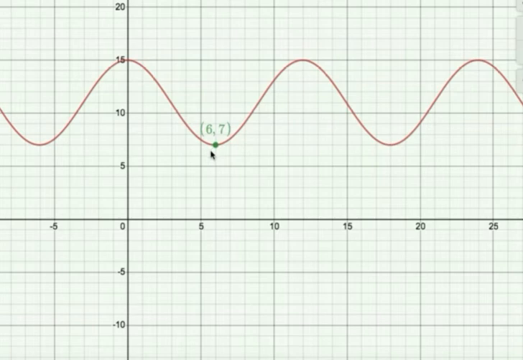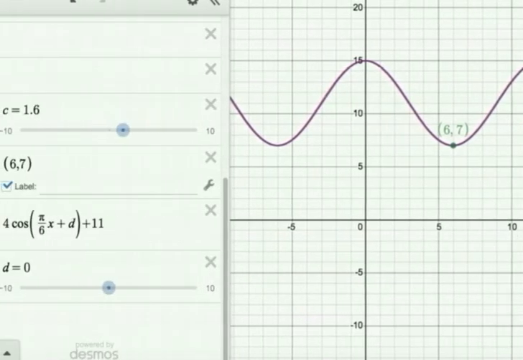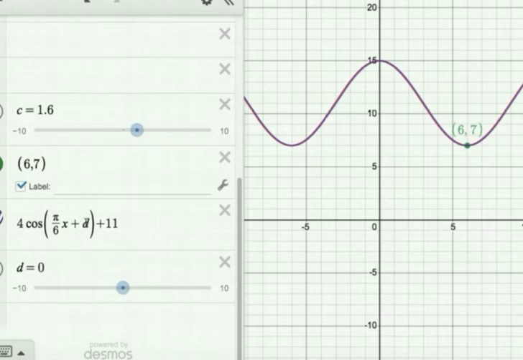So this would perhaps be better modeled with a cosine graph, and I've actually got the cosine graph written here, so I'll show you, and it is exactly the same. I'm going to make it purple, and that's the same graph, and I'll move the screen over. So there you can see that the cosine graph is exactly the same, and I've put the slider at 0. So it's just 4 cosine pi over 6x plus 11.